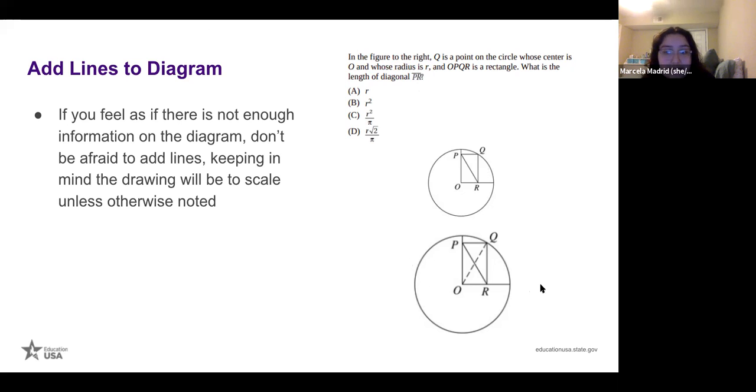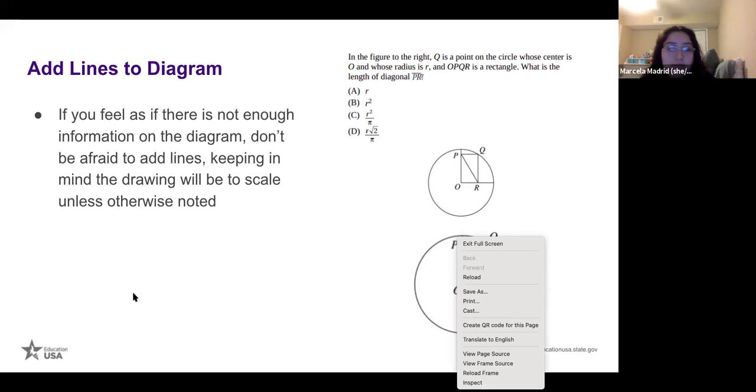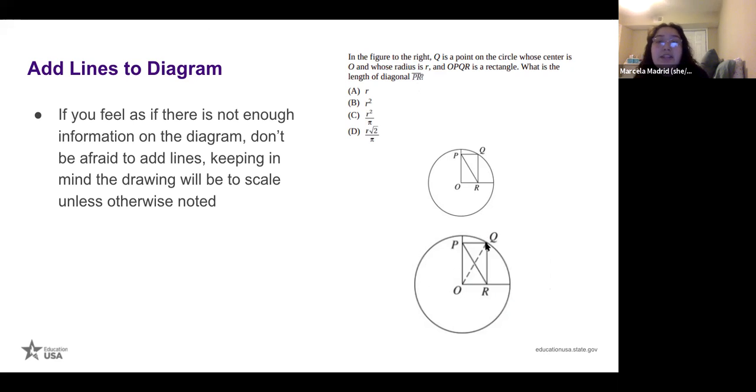However, if you notice, the line from the point O to the circle makes the radius, and that's the information given. And if you draw a line segment from O to Q, oh no, one second. There we go. O to Q, you can see that it looks like it's about the same length as the radius. It looks like the same length because it is the same length.